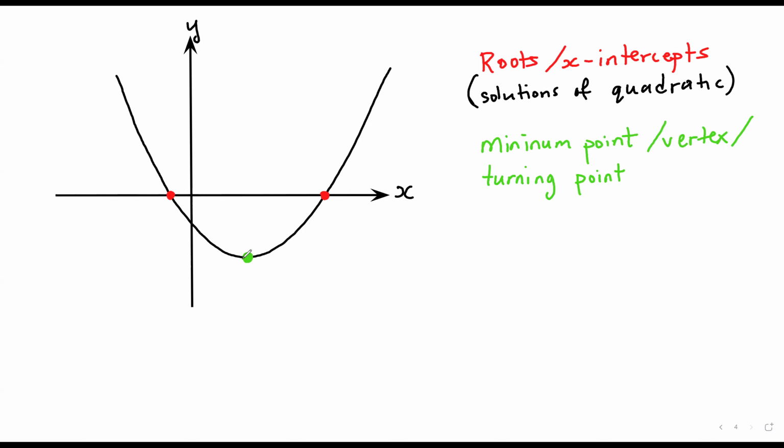And then when it reaches that minimum point, it turns around and goes back up. So perhaps that's why they called it the turning point, right? The turning point, vertex, or minimum point is the lowest point on the quadratic curve, the minimum point, the vertex, or the turning point.